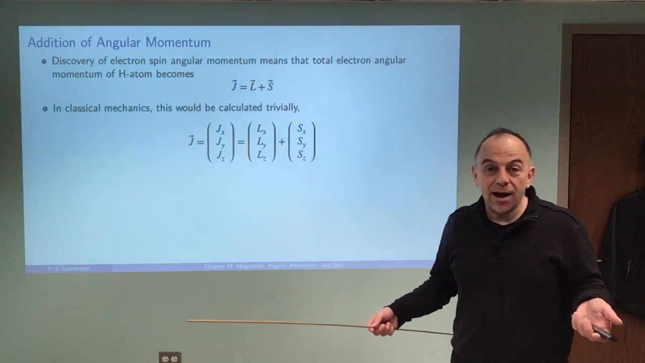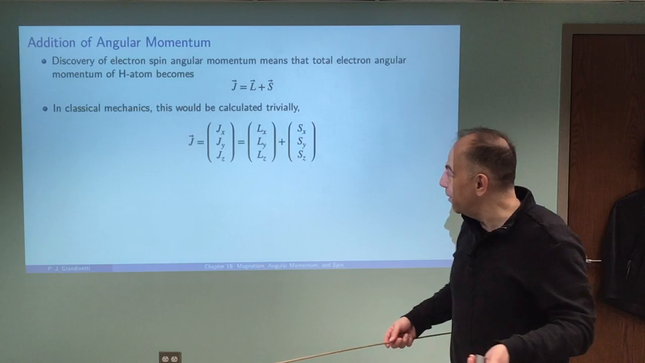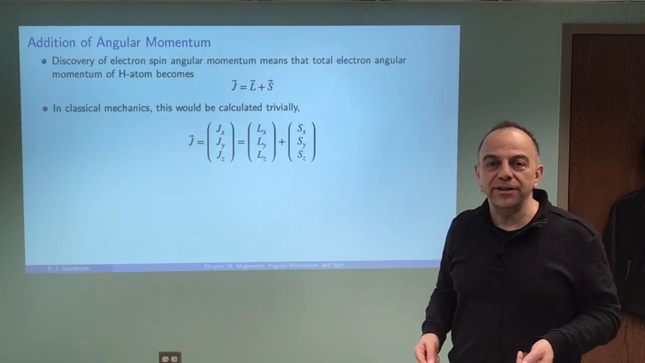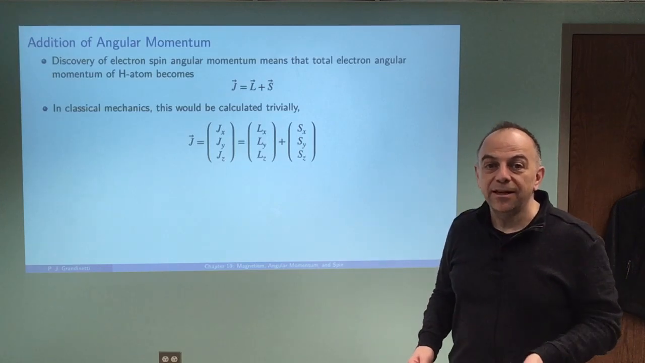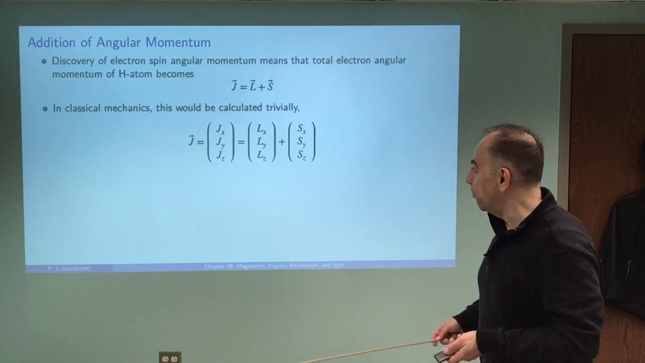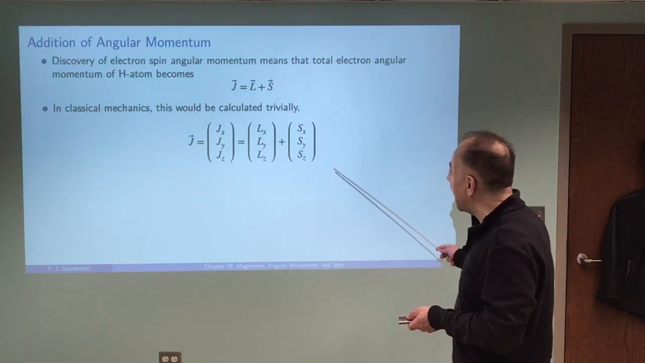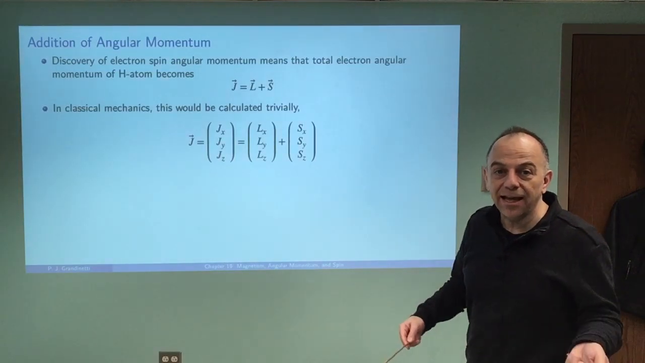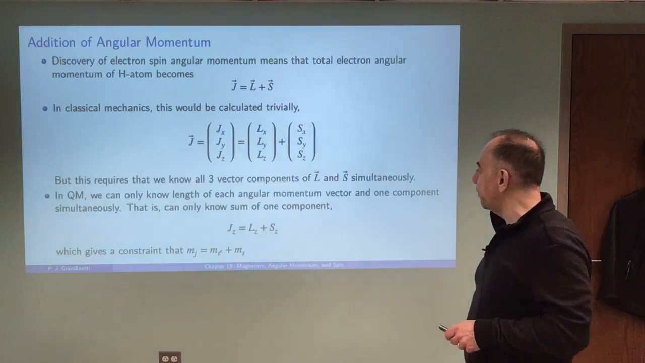But what's the problem in quantum mechanics? Well, the problem is that we can't simultaneously know all three components of any angular momentum vector. That's because those components do not commute with each other. So we have a problem. We can't add up the components because we can only know one component and the length. We can't know all three components.